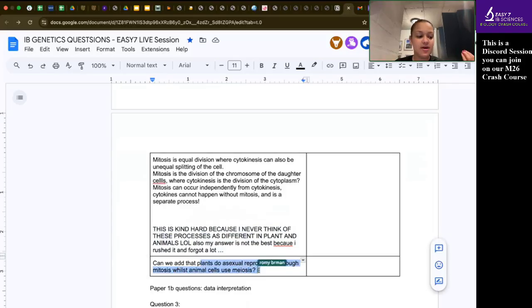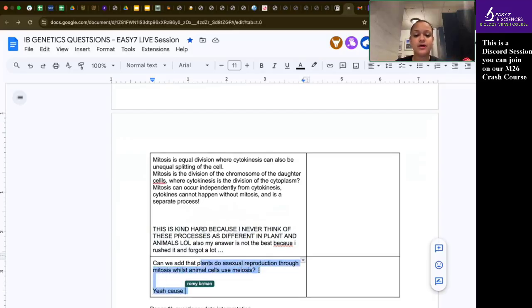So have you guys been told before how the mark scheme works? Like how do examiners decide what goes in the mark scheme and what doesn't? Do you guys know how? Anyone can unmute, by the way.